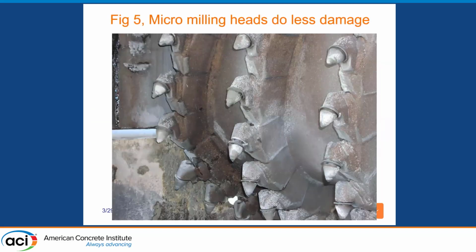And this is a picture of more modern milling heads. You can see these things are small and they're pointed and they provide less of an impact per square inch to the surface, and they give you more of a cutting and grinding type action. And we've seen from taking cores from structures where this type of milling head was used that bruising is really negligible.